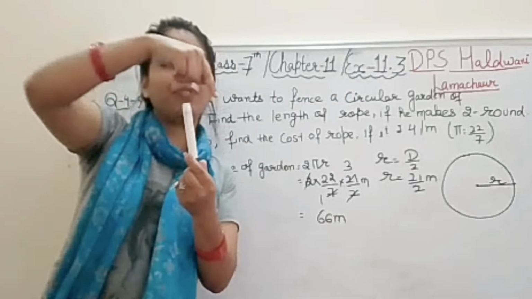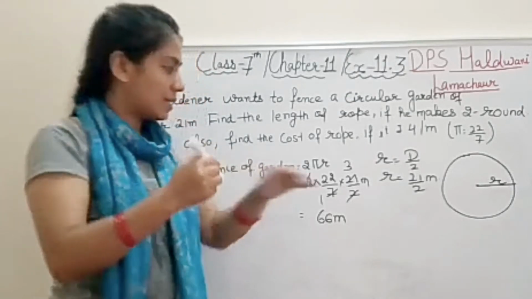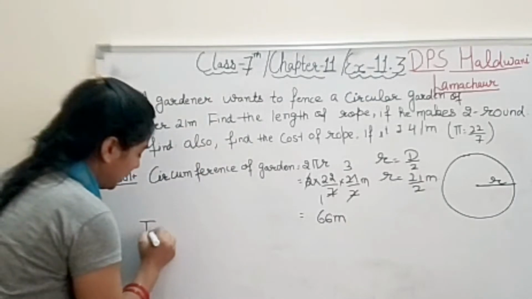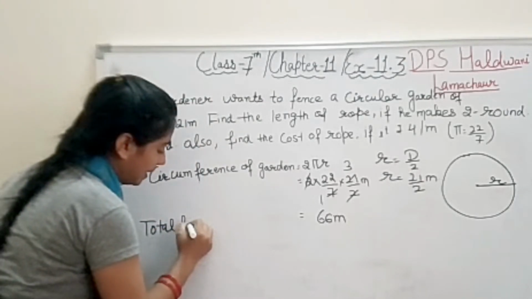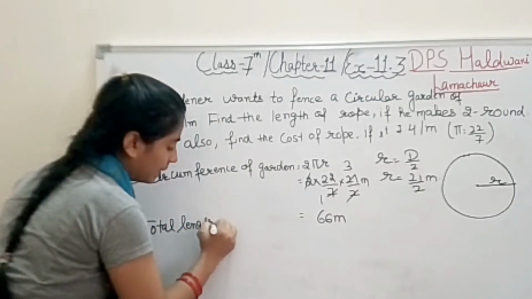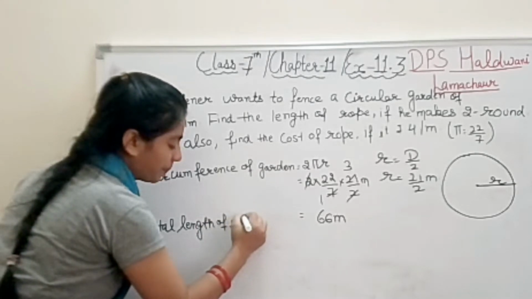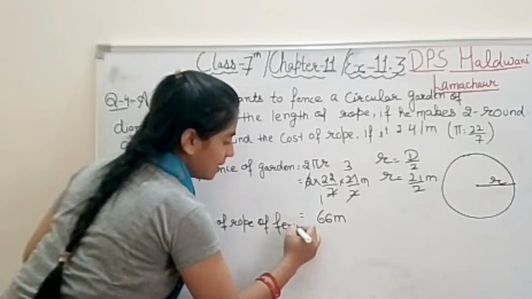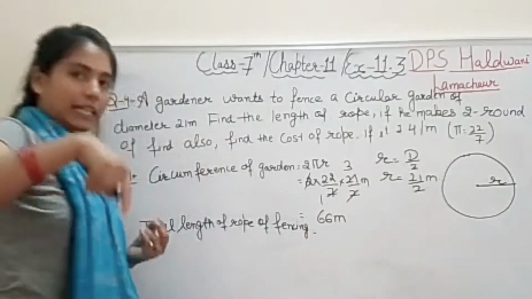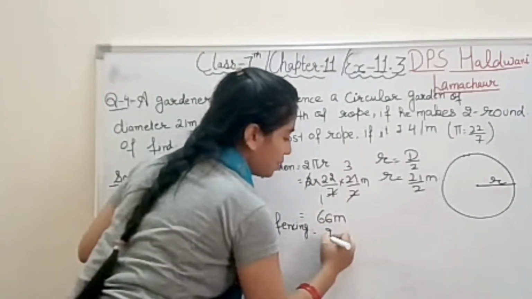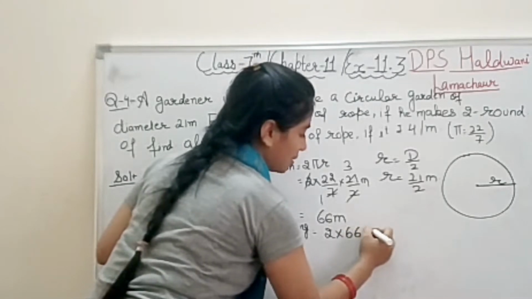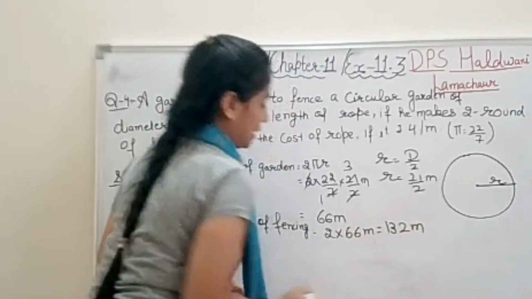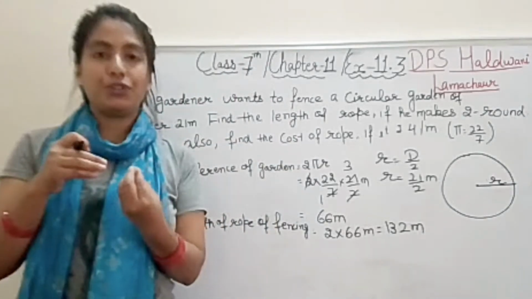Now you have to fence it 2 times. So this is the 1. So you will write the total length of rope of fencing. Yes, because 2 times he needs 2 rounds. So it means 2 into 66 meter. So that is 6 2s are 12, 6 2s are 12, 13. 132 meter is the total length of the rope.